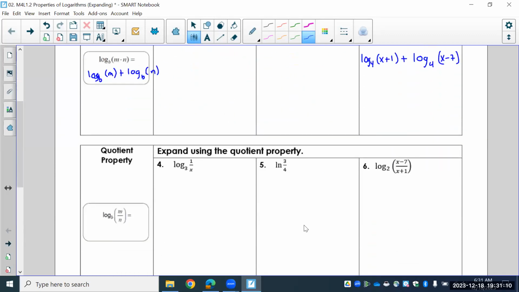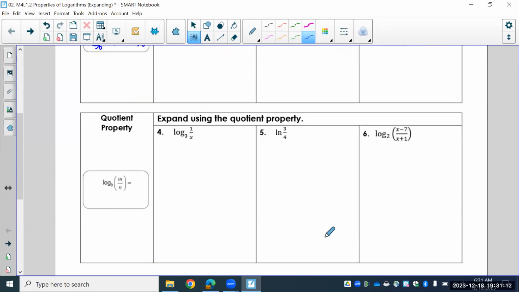Okay, the next one is the quotient property. And again, if you've already seen the video on condensing, it's the same rule, but we're going in reverse. I mean, these are the answers that we had in the previous lesson. So if you have division, then what you're going to do is subtract. So we're going to take log base b of m. The numerator is always on the left, and then minus log base b of n.